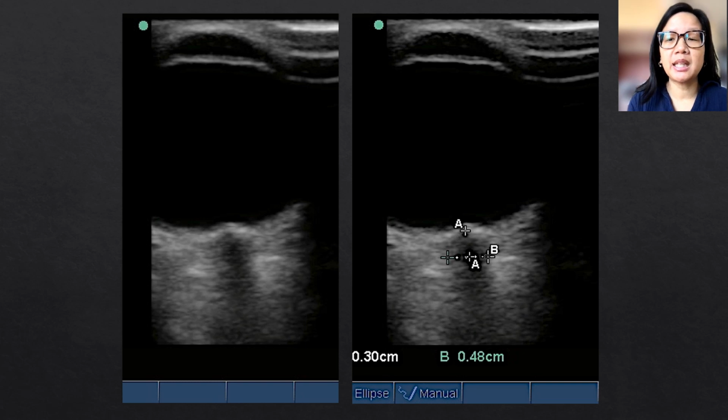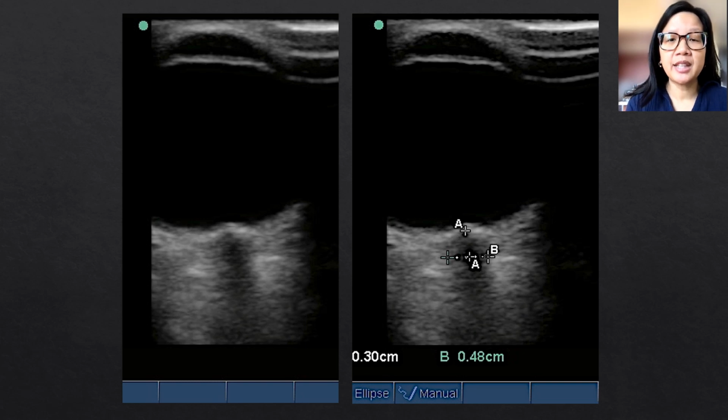When you're doing this exam, you want to visualize the optic nerve at a point where the margins of the optic nerve sheath are clearest. At this point, freeze your image and measure optic nerve sheath diameter 3 millimeters posterior to the retina. The reason why we measure 3 millimeters posterior to the retina is because cadaveric studies have shown that this is where the optic nerve sheath is most distensible.